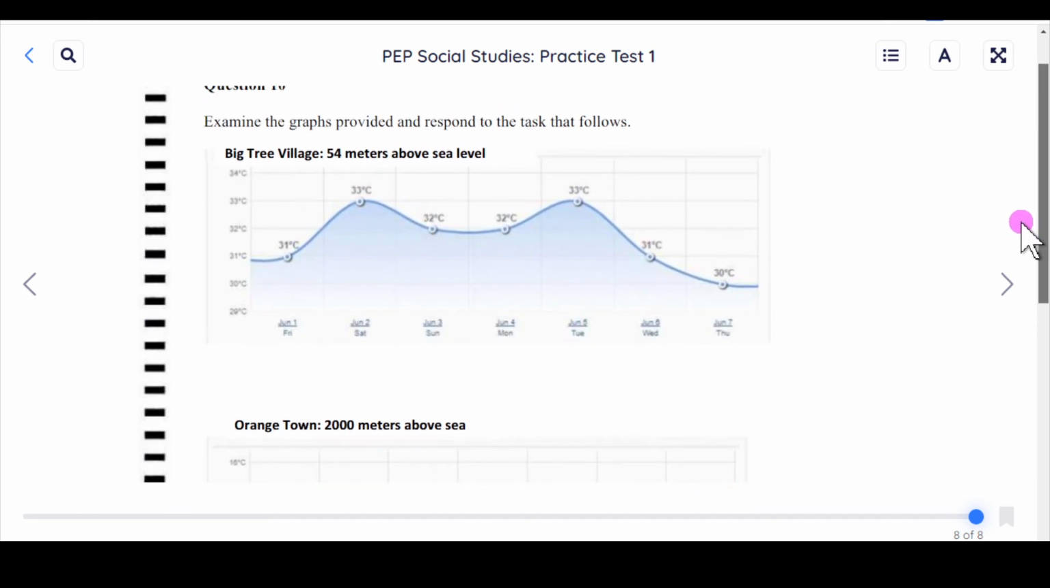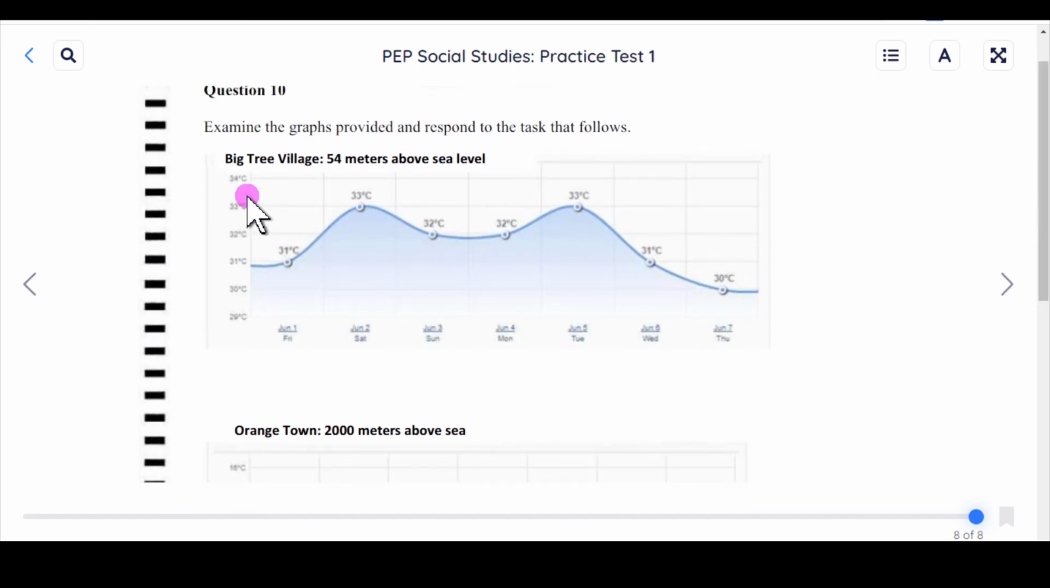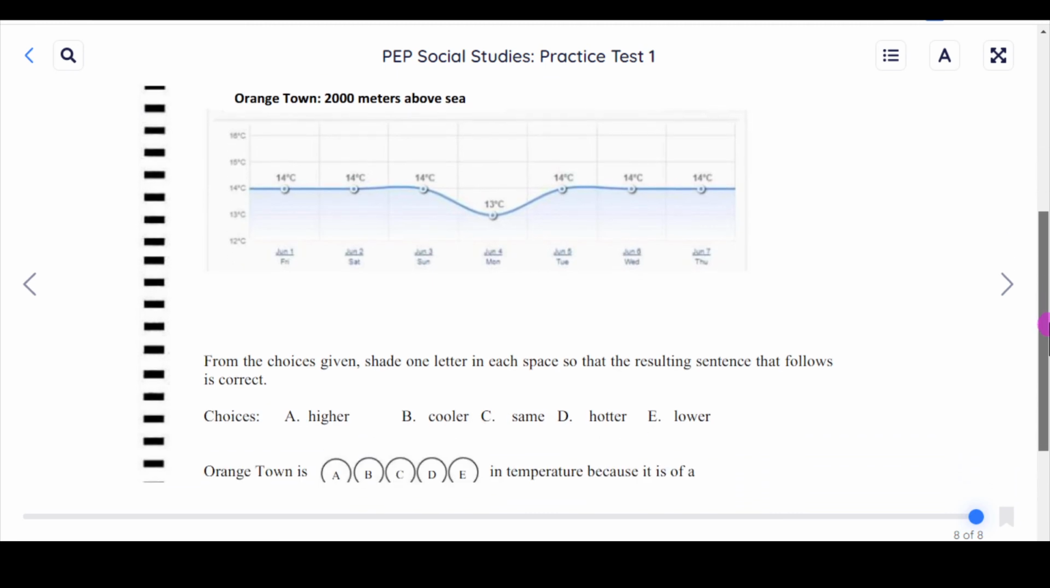Now something we need to remember about temperature: 33 is going to be warmer than 31, because if we look at a thermometer, the lower the thermometer reading is, the cooler it is, and the higher the thermometer reading is, the warmer it is. So as we get closer to 0, we get closer to freezing, which is extremely cold, and as we get closer to 100, we get closer to boiling point. So let's bear that in mind.